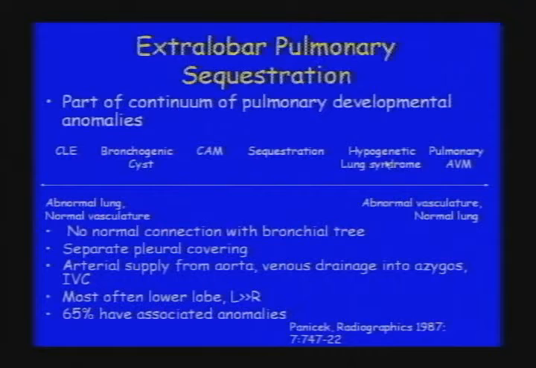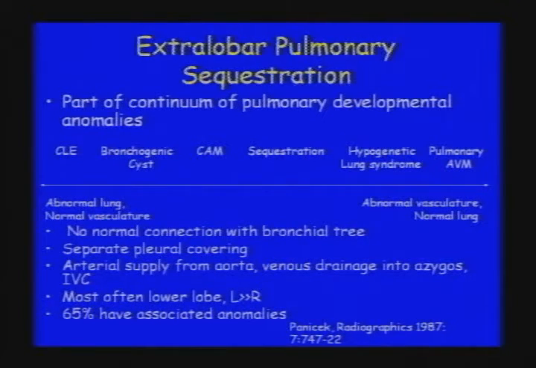This is part of the continuum of pulmonary developmental abnormalities that starts with totally abnormal lung but normal vessels on one side, which is congenital lobar emphysema, all the way through to completely normal lung but abnormal vasculature, which is a pulmonary arteriovenous malformation. Extralobar pulmonary sequestrations have no normal connection with the bronchial tree. They have a separate pleural covering. They get their arterial supply from the aorta, and their venous drainage goes back systemic.